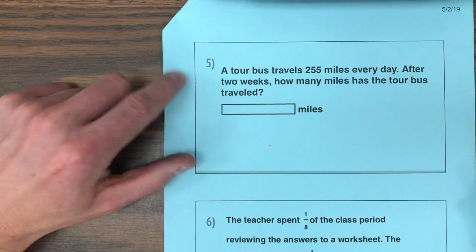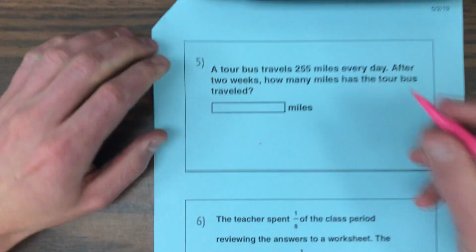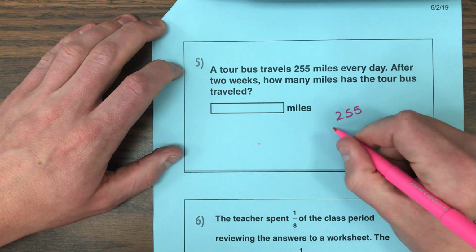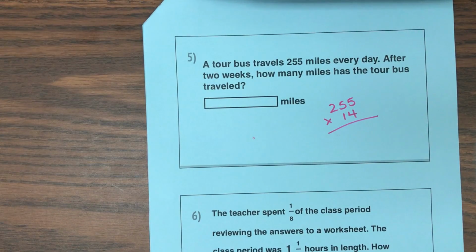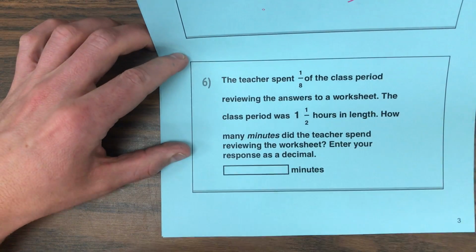All right. Number 5. A tour bus travels 255 miles every day. After 2 weeks, how many miles has the tour bus traveled? I hope you don't find this one too hard. I think they're just checking to see whether or not you can multiply decently. This should be 255 times 14, since there's 14 days in 2 weeks, and it's going 255 miles every day. I'm not going to do that one for you. That's easy.